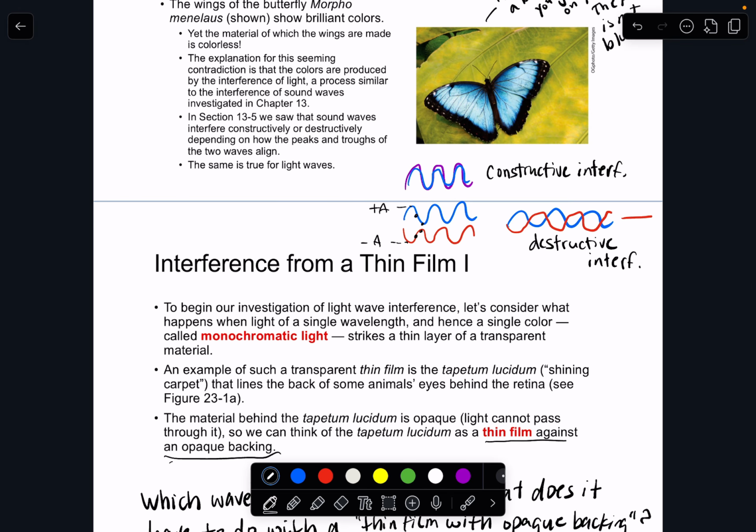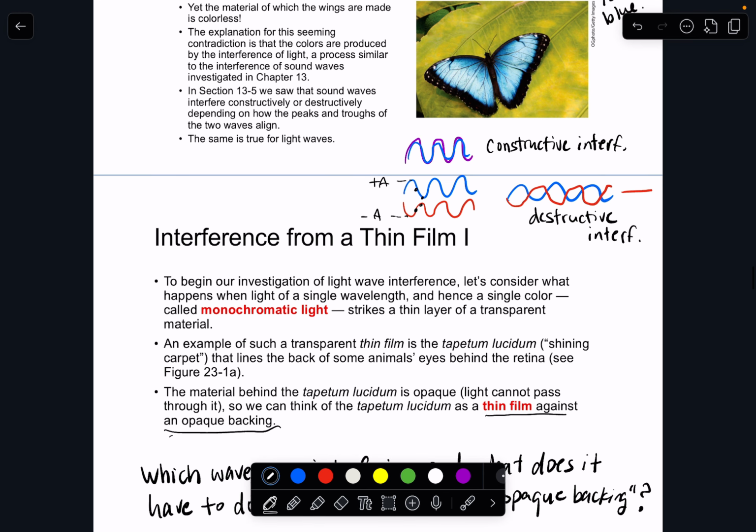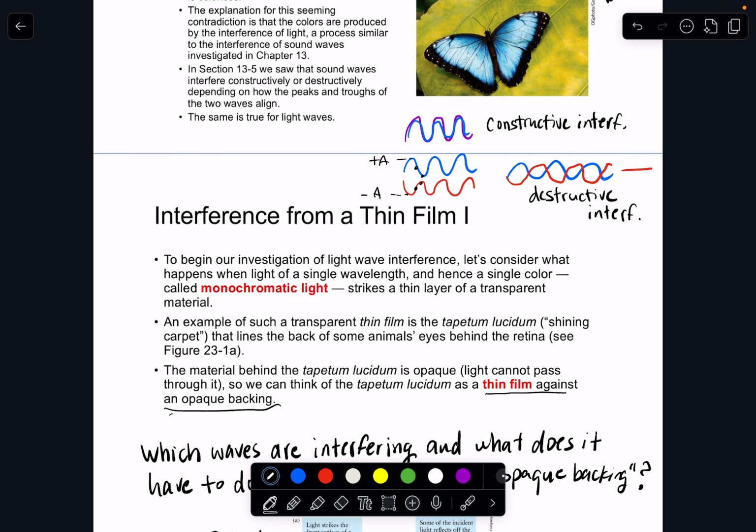So we're going to be considering, white light is made up of all the different wavelengths, right? Well, we're just going to pick one wavelength at a time when we talk about interference from a thin film. So we're going to consider one color at a time, and whether or not that color constructively interferes with itself or destructively interferes with itself, okay? And then the first film we're going to look at, so notice how we are talking about thin film 1, okay? So we're going to look at two different types of thin films.